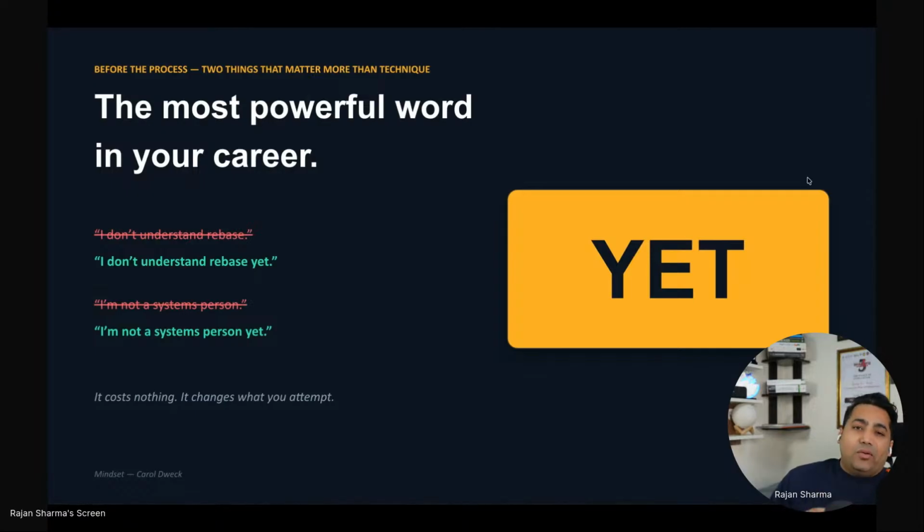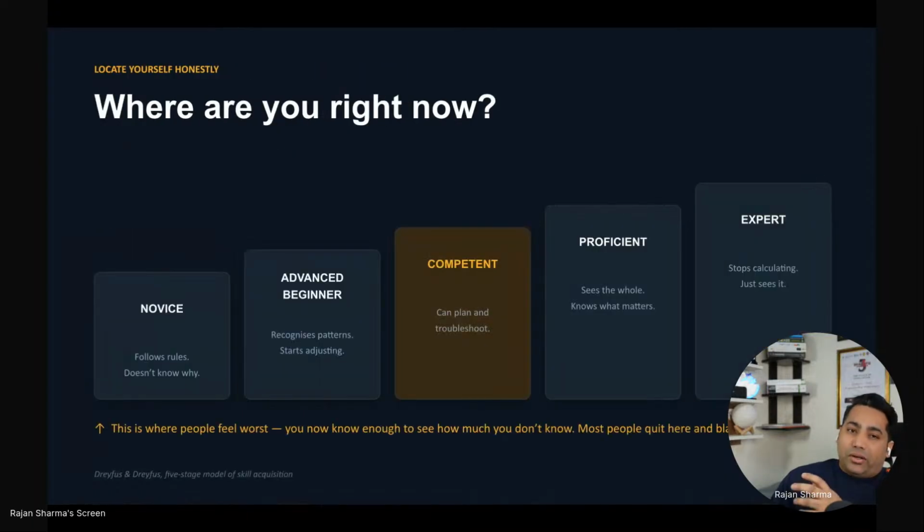And this single word is not going to cost you a lot. So the first thing we talk about is the single word. The next thing I want to explain to you is the five stages. And those five stages are like a map, and I want you to locate yourself here honestly. I will explain all the phases, but relate yourself here. I'm sure you will love this.